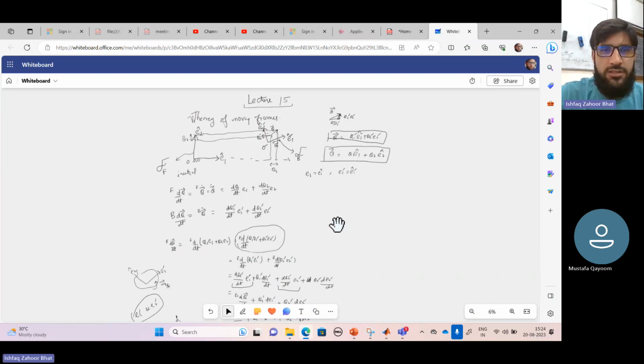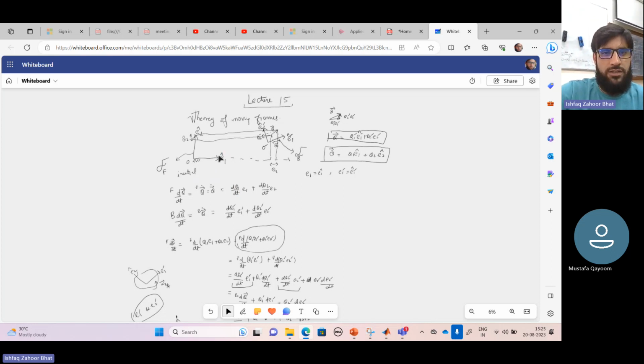So in the last lecture, we discussed the theory of moving frames. We discussed that if we have a frame which is denoted by this calligraphic F, and the subscript represents that it is the fixed frame, it can be represented by two or three, if we discuss three-dimensional space, three unit vectors.